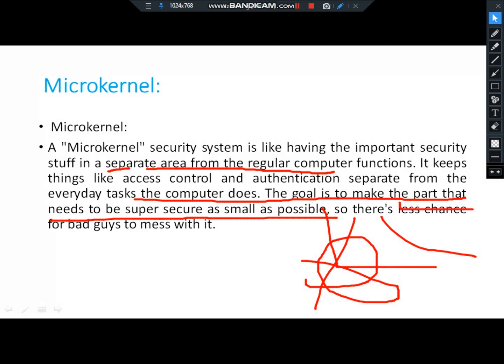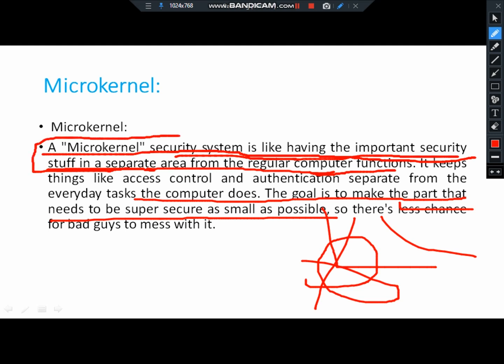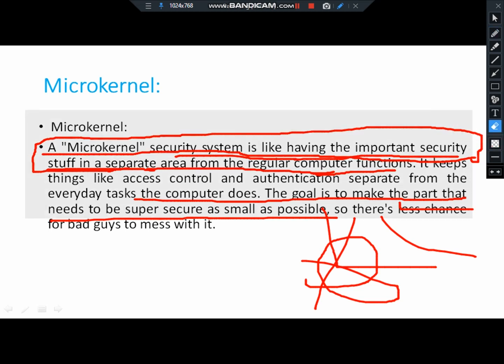Okay, so microkernels. A microkernel security system is like having the important security stuff in a separate area from the regular computer functions. In a microkernel, the operating system keeps extra security components separate, and authentication and security functions, such as authentication and authorization, are performed by the microkernel, so they are not easily disturbed.